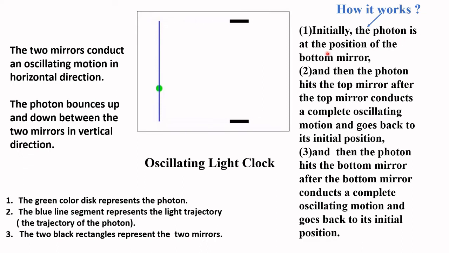Initially, the photon is at the position of the bottom mirror, and then the photon hits the top mirror after the top mirror conducts a complete oscillating motion and goes back to its initial position. And then the photon hits the bottom mirror after the bottom mirror conducts a complete oscillating motion and goes back to its initial position. Here we can see that this kind of pattern constructs a light clock, and we call it an oscillating light clock.